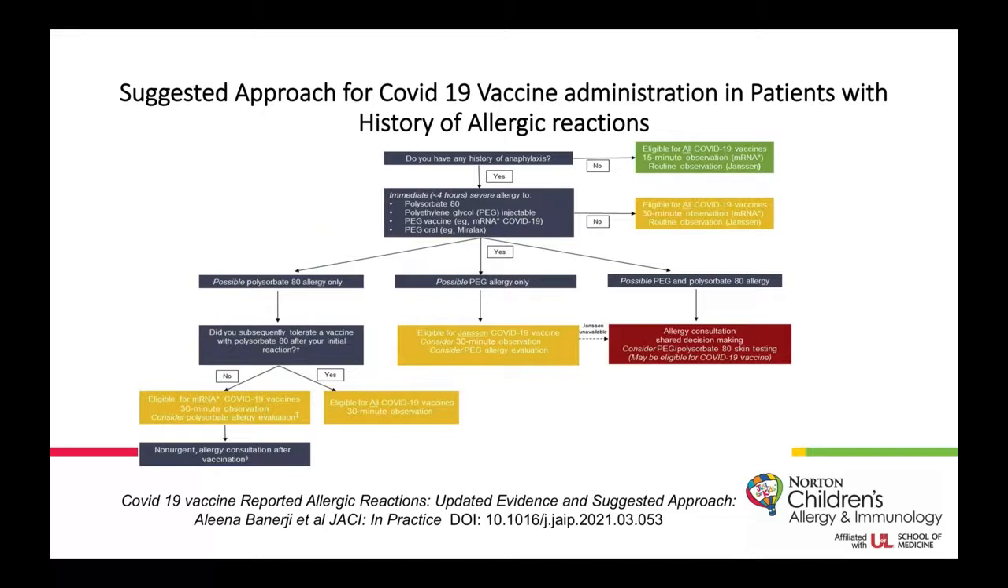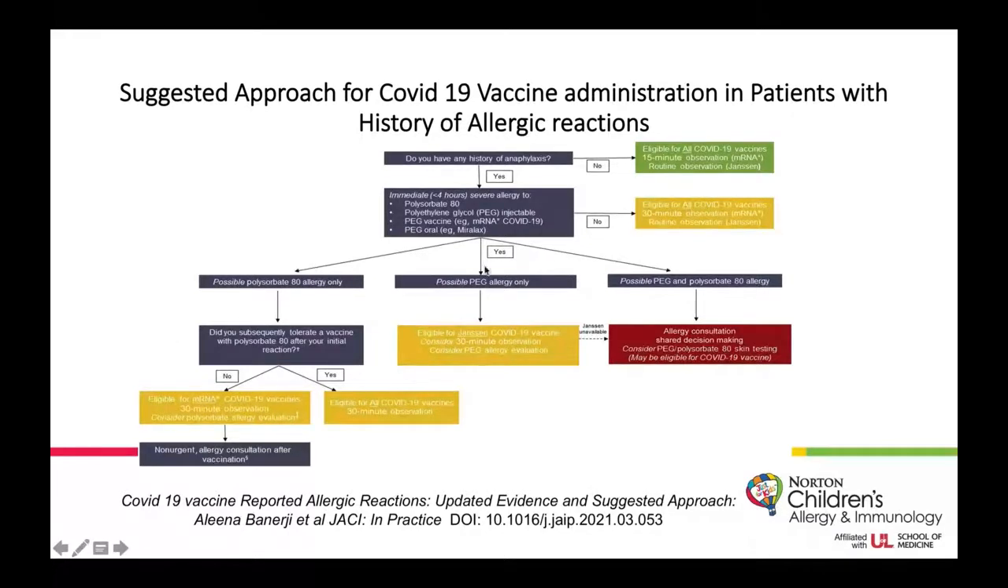So this came out a couple of weeks ago, actually, and this was again reported by the same group. And this is what allergists across the country are doing to evaluate these patients. So basically, if you do not have a history of anaphylaxis or a history of allergy to any of the components of PEG, you are eligible for all of the COVID-19 vaccines. And here they suggest only if you have a history of PEG and polysorbate allergy do they have you refer to an allergist and not take any vaccine.